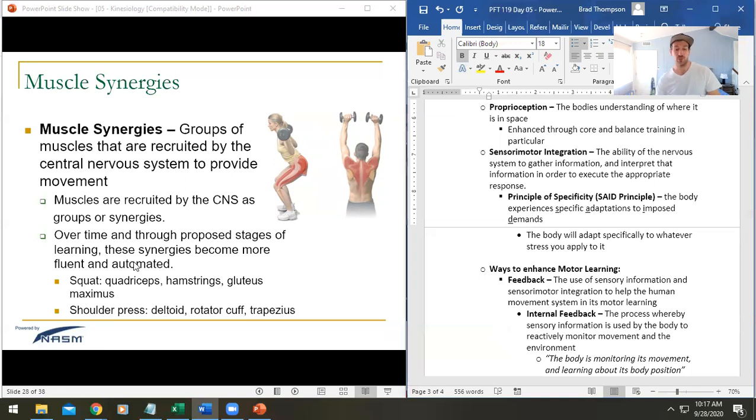Over time, through different learning, we can teach those synergies, hey, you're supposed to be relaxed right now. Relax, allow us to get back to that neutral position, right? Or if we're just trying to learn how to do a good squat or a good shoulder press, right? Your quads, hamstrings, and gluteus muscles, they all got to work together.